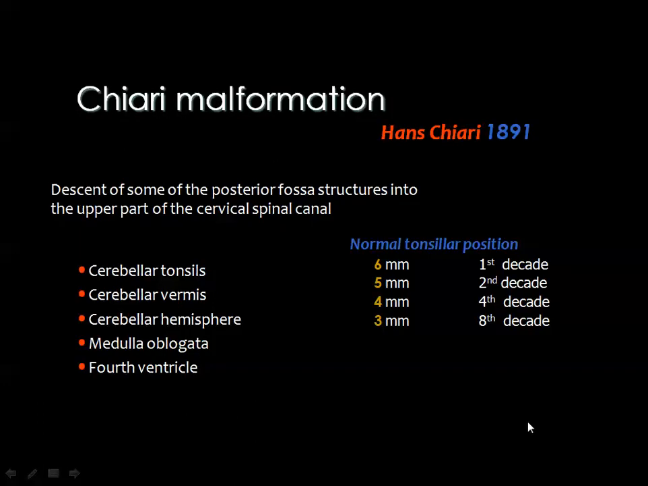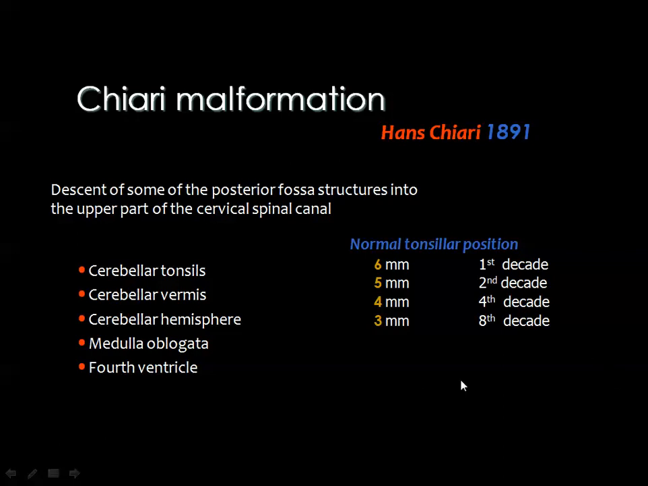The last one of this group is the Chiari malformation, and this has been reported by Hans Chiari in 1891. This Chiari malformation represents some form of abnormal descent of the posterior fossa structures into the upper part of the cervical spinal canal, starting from the cerebellar tonsil, then the cerebellar vermis, then part of the cerebellar hemispheres and the fourth ventricle, and maybe part of the brainstem as well.